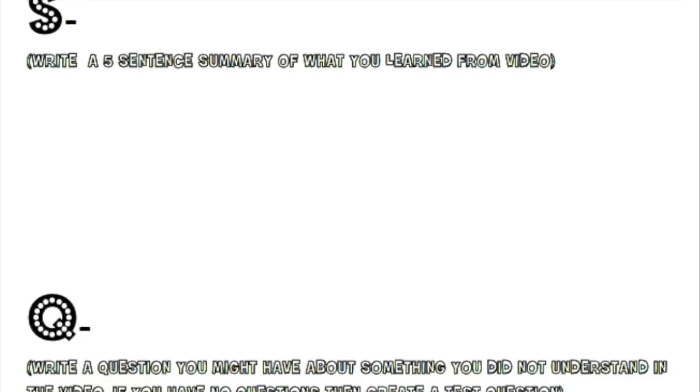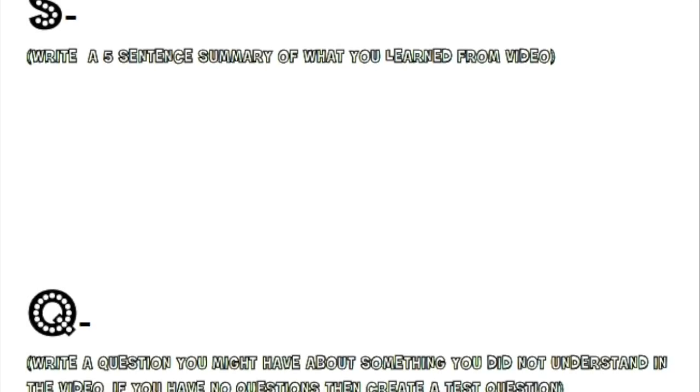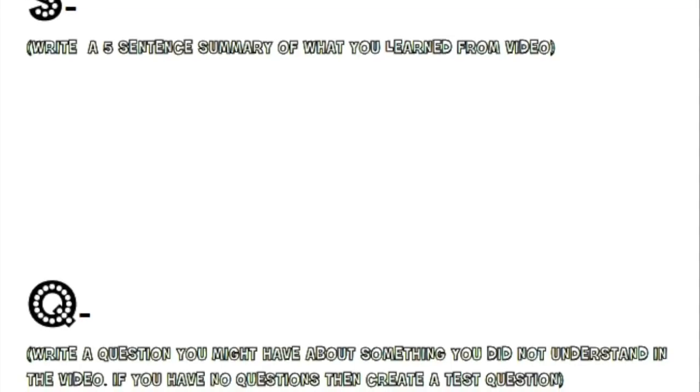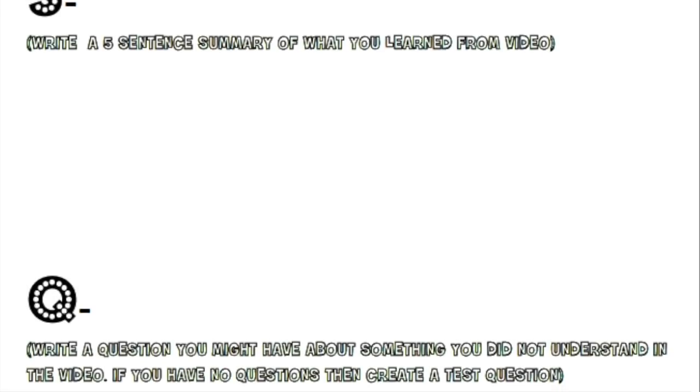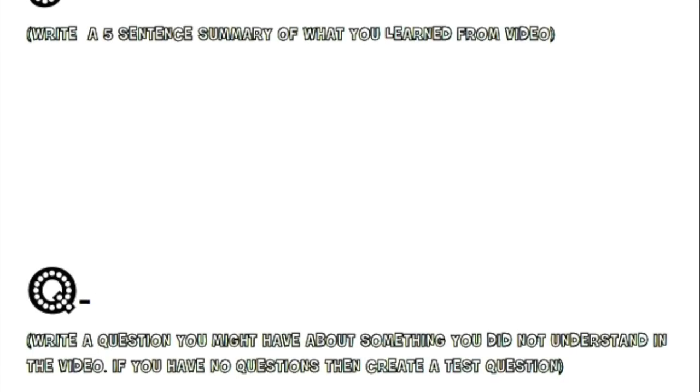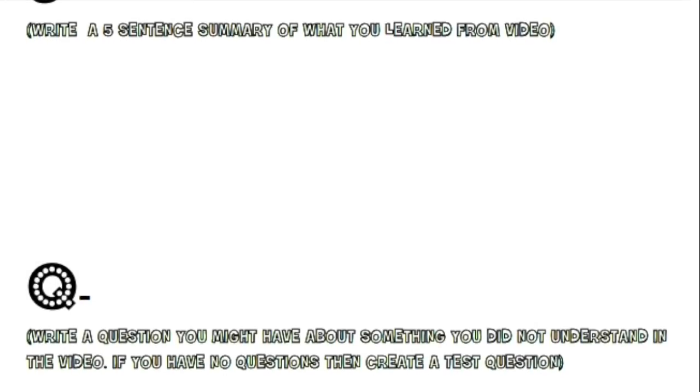In the S section, write a 5-sentence summary of what you learned from the video. Then, in the Q section, write a question you might have about something you did not understand in the video. If you have no questions, write a test question for your classmates.